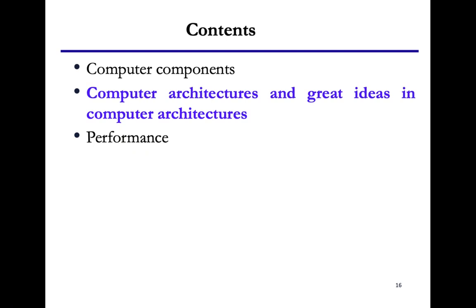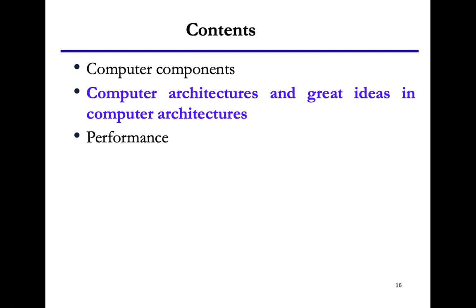Hi. In the previous lecture series, we were talking about the computer components like central processing unit, memory, and input-output devices, and the generations of computer. We started with the first generation to fifth generation. We covered their characteristics. In today's series, we are going to talk about computer architectures and the great ideas in computer architecture.